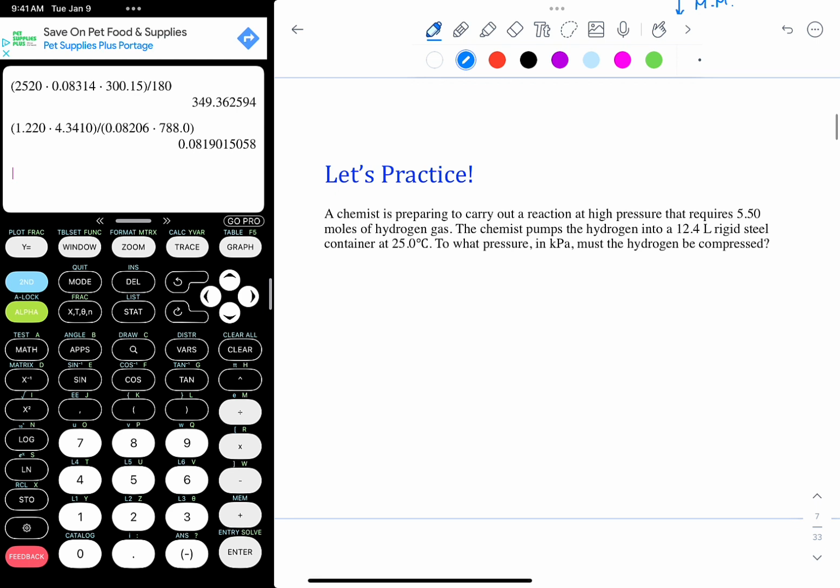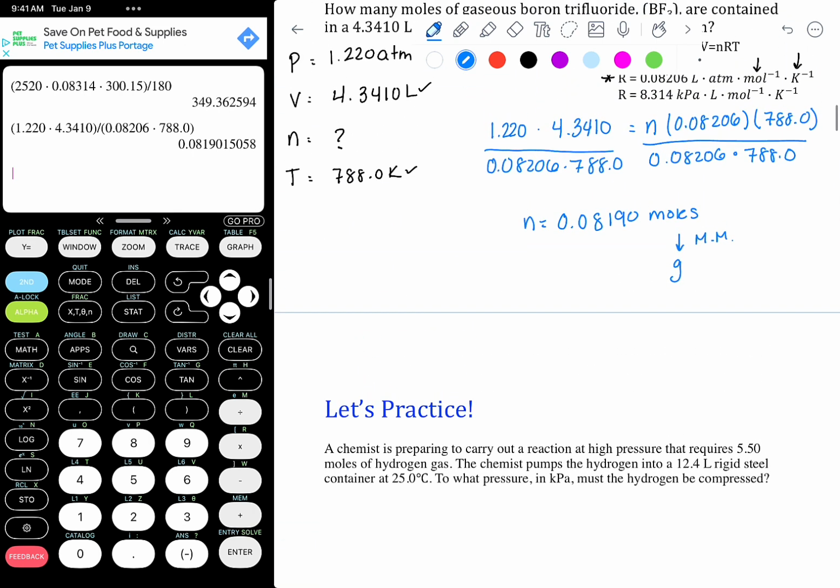Let's do another one. A chemist is preparing to carry out a reaction at high pressures that requires 5.50 moles of hydrogen gas. The chemist pumps the hydrogen into a 12.4-liter rigid steel container at 25.0 degrees Celsius. To what pressure in kPa must the hydrogen be compressed? I want you to try this problem independently, but in order to do that, I want to get you a proper value of R on the screen for you to reference, which I believe I have up here, yes.